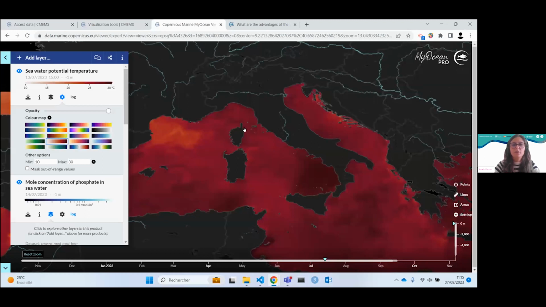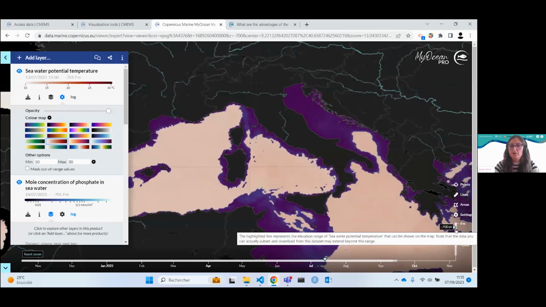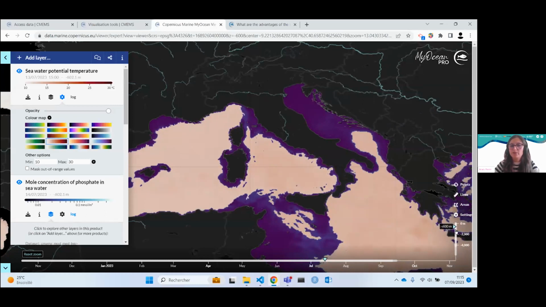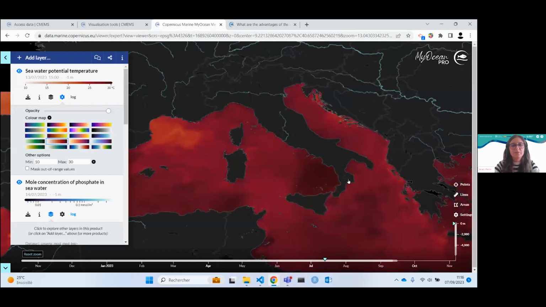You will notice another option, the depth level on the right here. Because it's a three-dimensional layer, by default the data displayed are surface data, but you can change this parameter by clicking directly on the scale or using the up and down arrows on your keyboard. The depth level displayed here changes every 100 meters. I will stay on the surface.